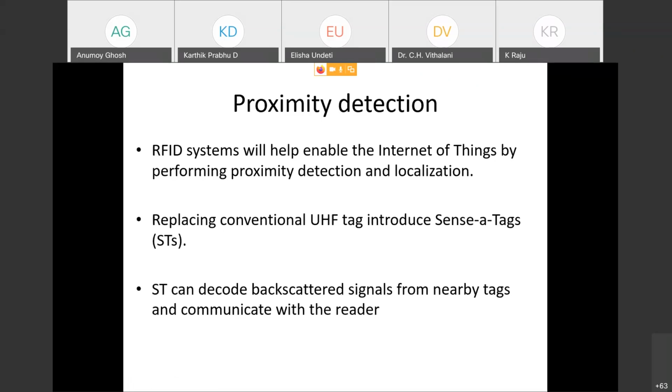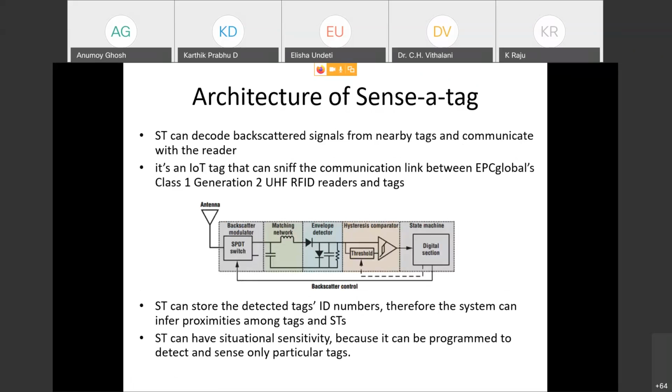So we use a sense attack technique, which will decode the backscattered signal from the nearby tags and communicate with the reader. So let us go to this block diagram for better explanation. Here you see this is an SPDT, that means single pole double throw switch.